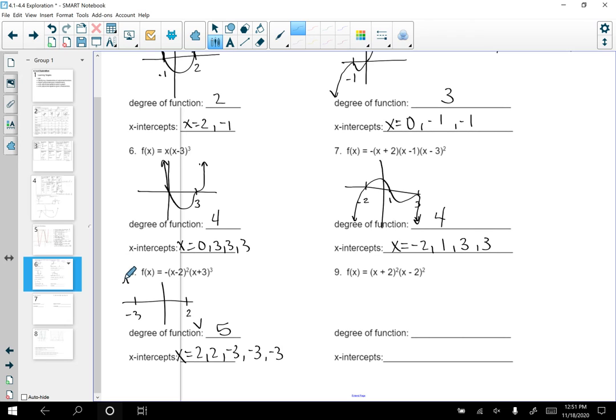At -3, I have an inflection point because it repeats 3 times. And at 2, I have a repeated 0, so a turning point at the x-axis. That should touch there.